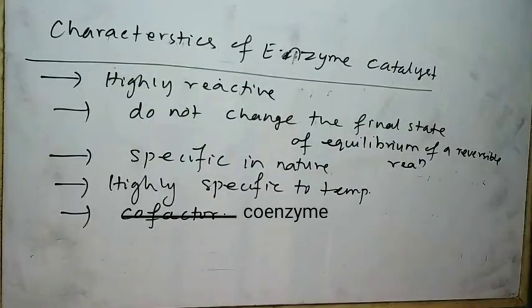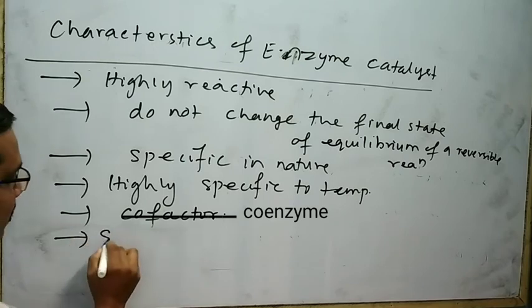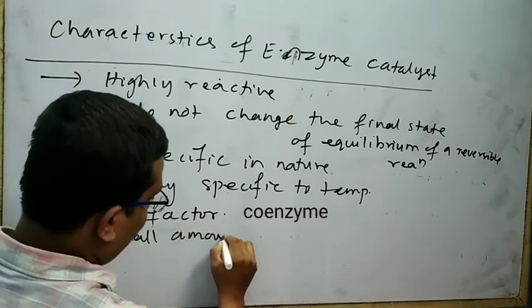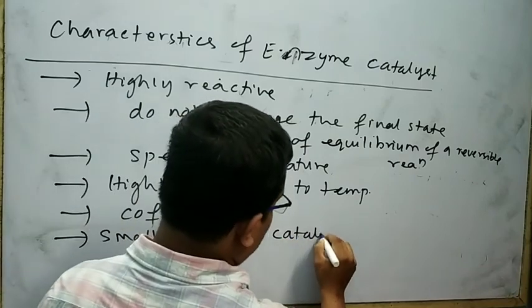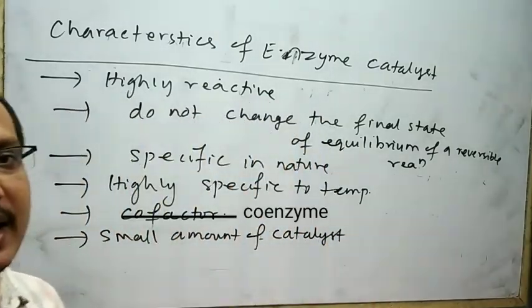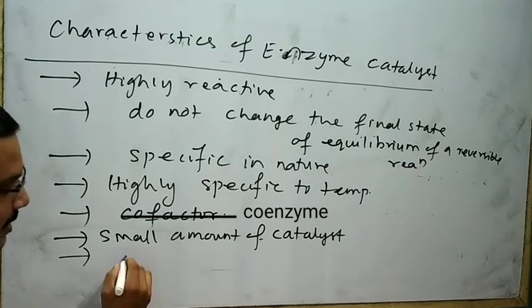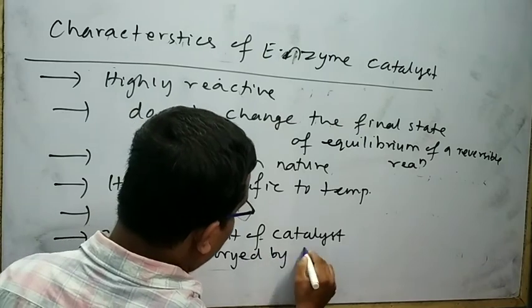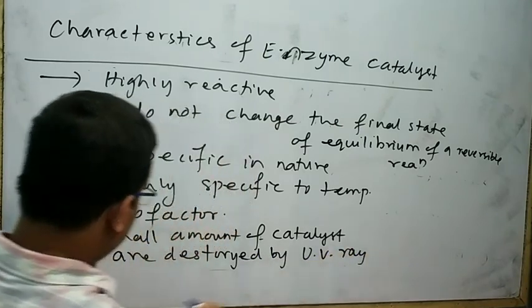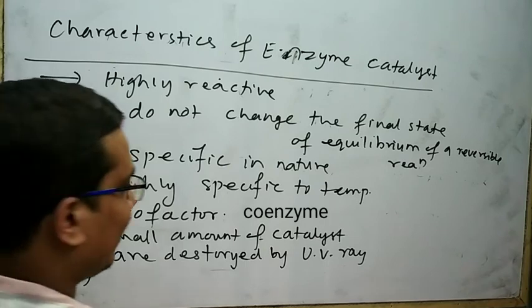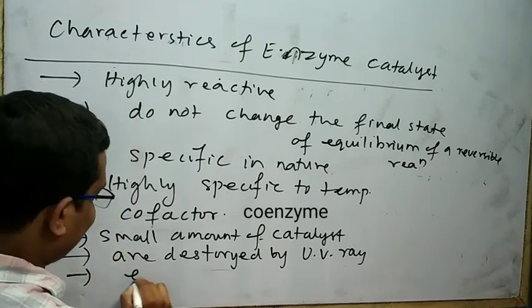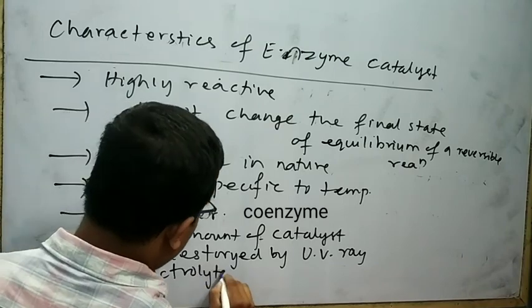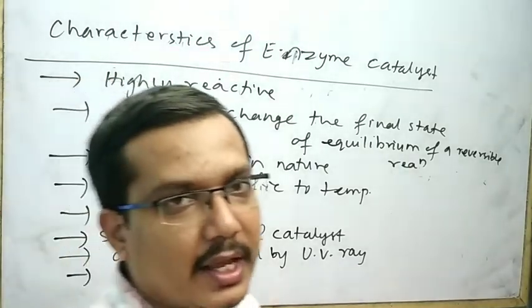The substances which are used to increase the catalytic property of enzyme catalyst are called coenzymes. Generally, a small amount of catalyst is sufficient for a large reaction. Enzyme catalysts are destroyed by UV ray. The efficiency of enzyme catalyst decreases in the presence of electrolyte. These are the characteristics of enzyme catalysts.